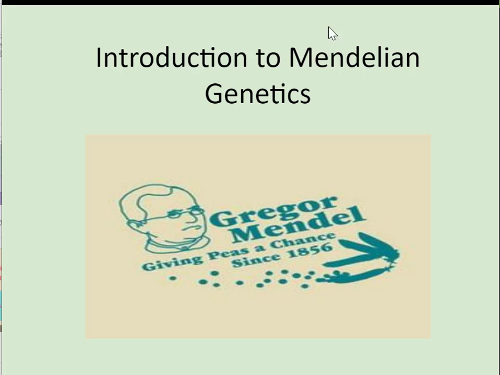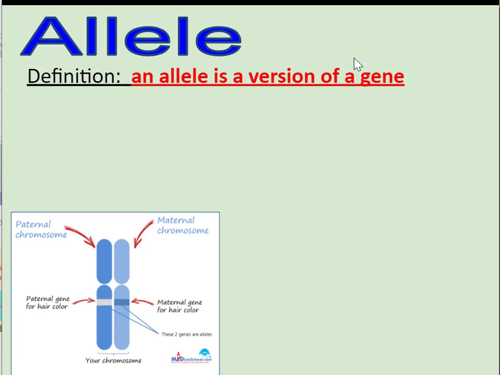All right, so as we go through this, you guys are going to be focusing on the words that are in red. That's what you will be writing down. So let us begin. The first thing we're going to talk about is an allele. And an allele is a version of a gene.